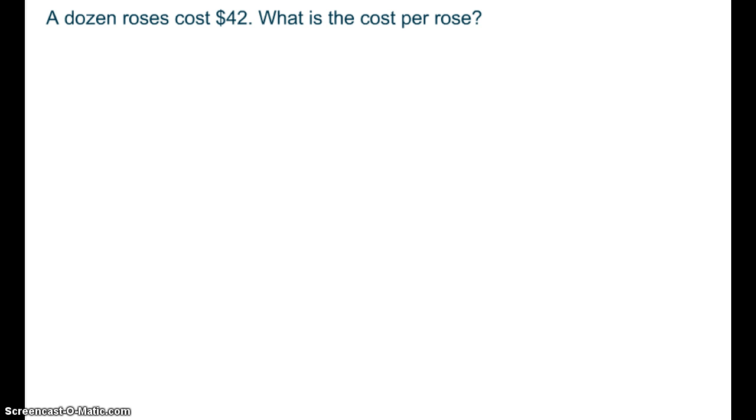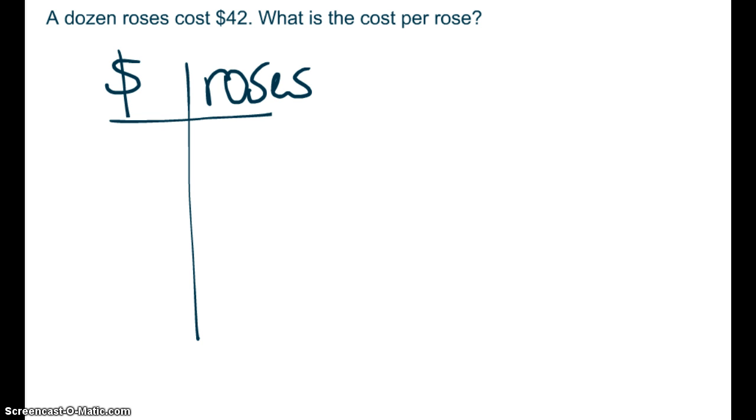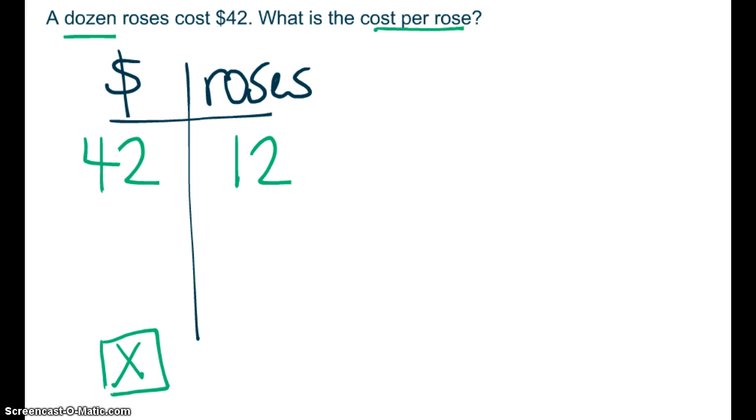All right, now write this one down. A dozen roses cost $42. What is the cost per rose? Write this down, draw a ratio table, and solve it. So in this situation, we have $42 for a dozen, that's 12 roses. We are asked for the cost per rose. That is our unit rate. What is the cost, X number of dollars, per rose or per 1 rose?